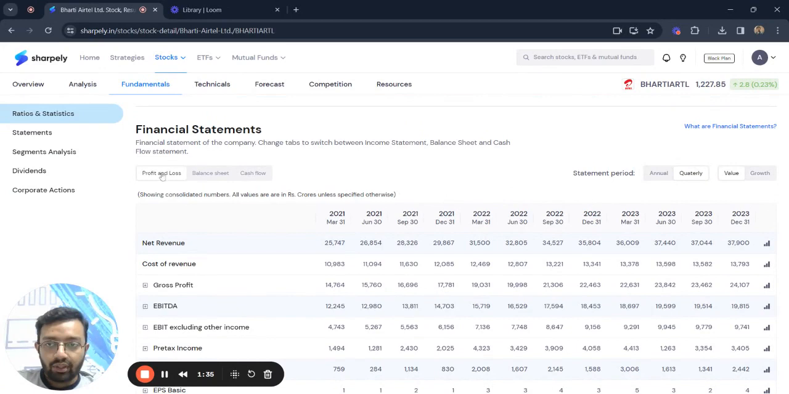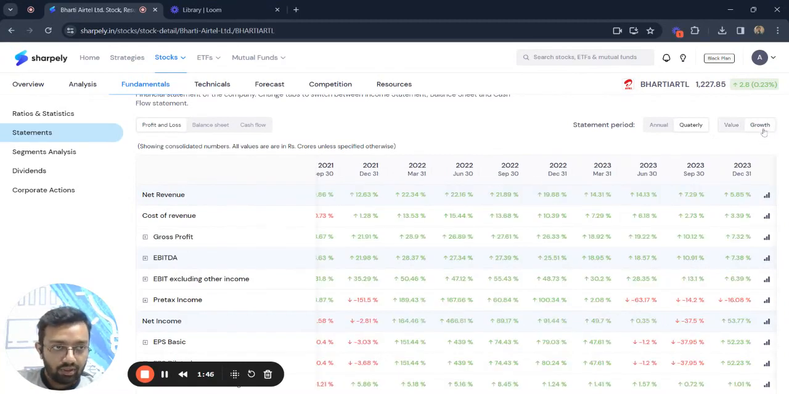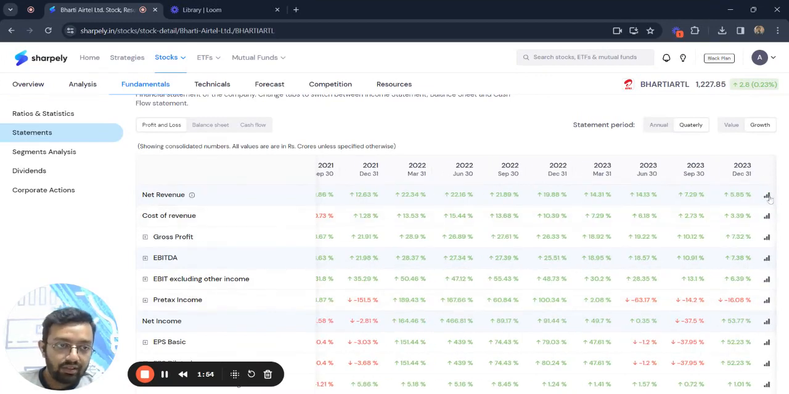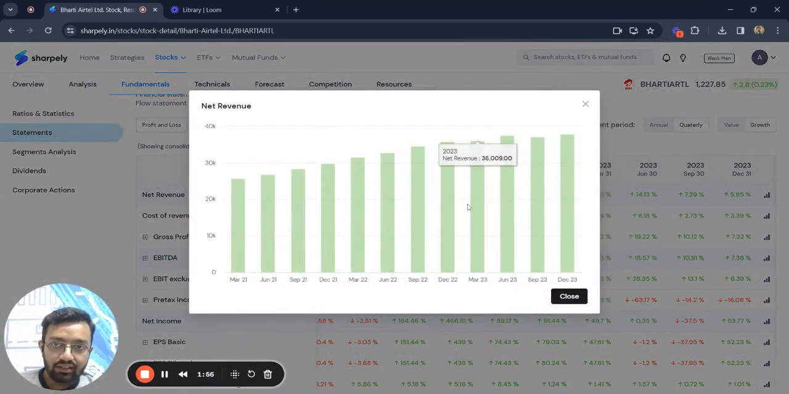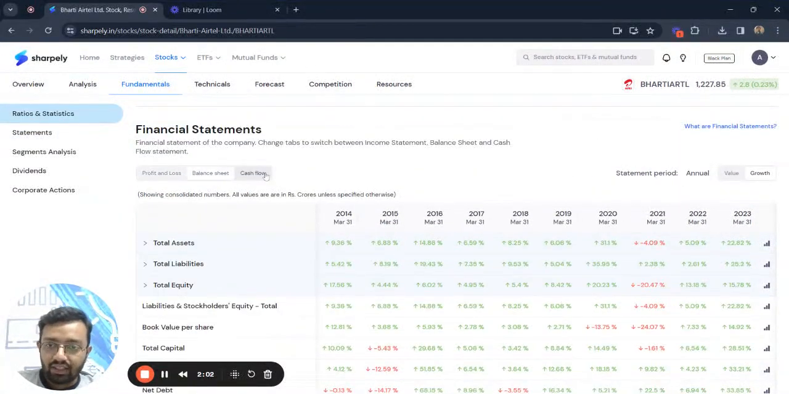So again, what you can do here is you can see the actual values here, and if you want to see how these numbers have grown or degrown over time, you can just click on this growth button, and here you will be able to see how the values have moved over time. Again, you can generate the bar chart here and see how the trend has been of the net revenue over time. Same goes for the balance sheet and cash flow statements.